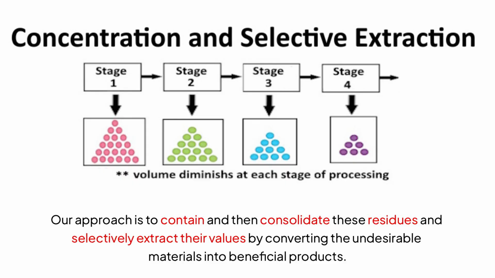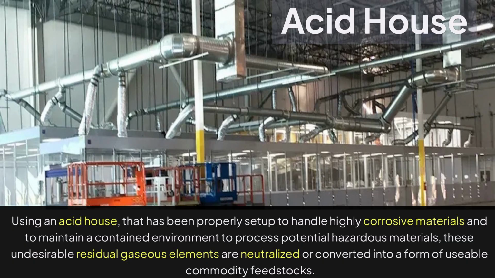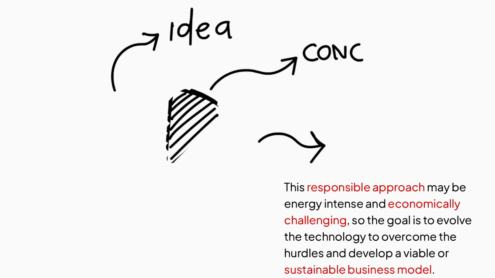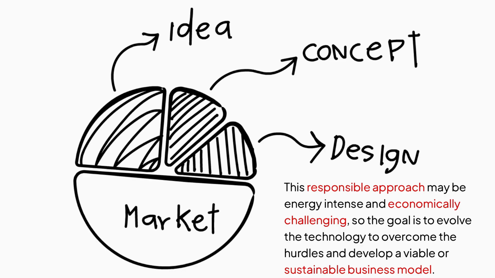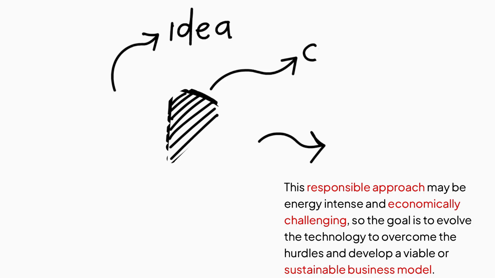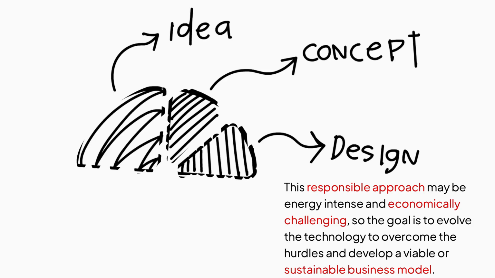Our approach is to contain and then consolidate these residues and selectively extract their values by converting the undesirable materials into beneficial products. Using an acid house that has been properly set up to handle highly corrosive materials and to maintain a contained environment to process potential hazardous materials, these undesirable residual gaseous elements are neutralized or converted into a form of usable commodity feedstocks. This responsible approach may be energy intense and economically challenging, so the goal is to evolve the technology to overcome the hurdles and develop a viable or sustainable business model.